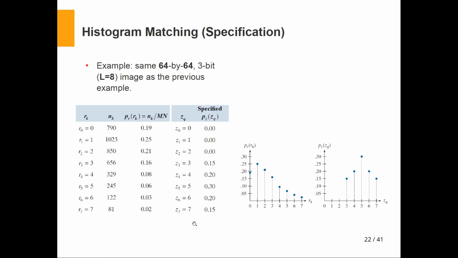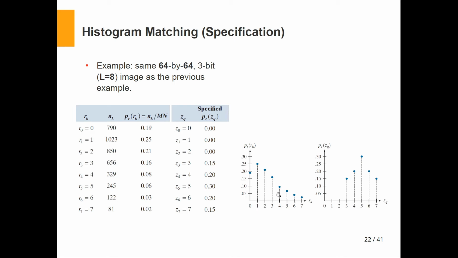For the output histogram, we are using these specialized values. So this column shows the intensity values for the output histogram, and these show the probabilities of each intensity value happening in the output.